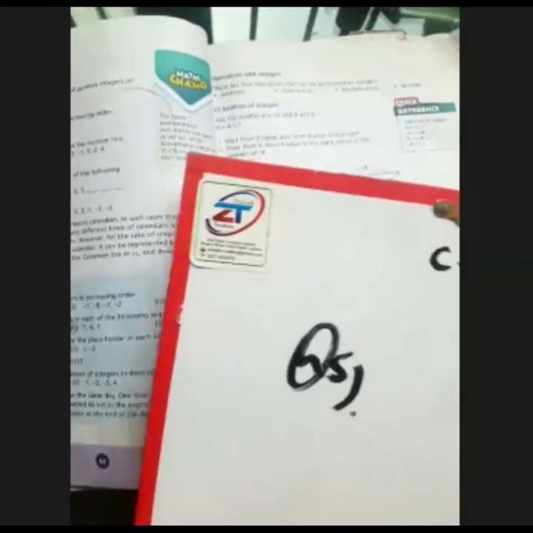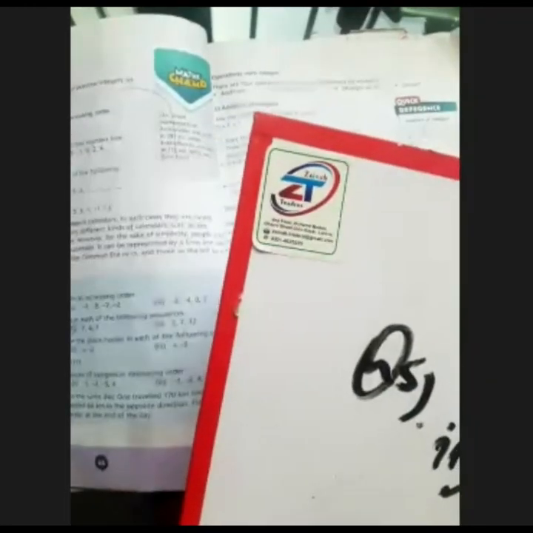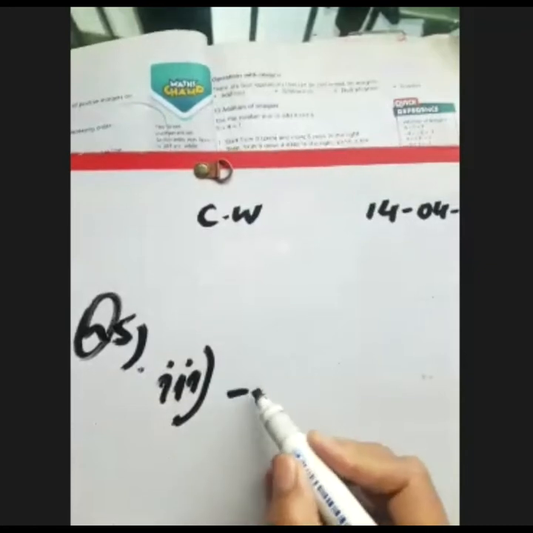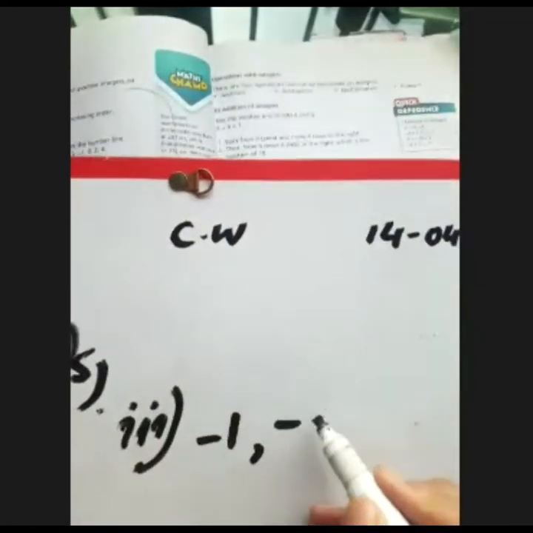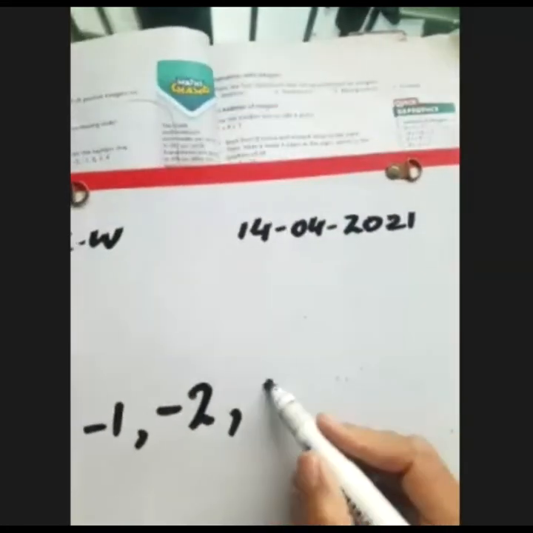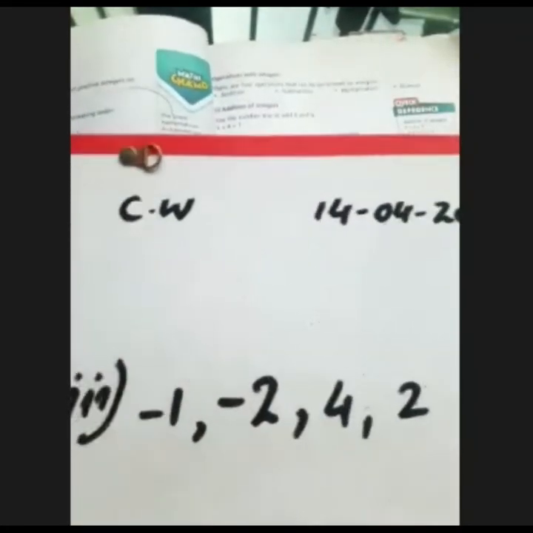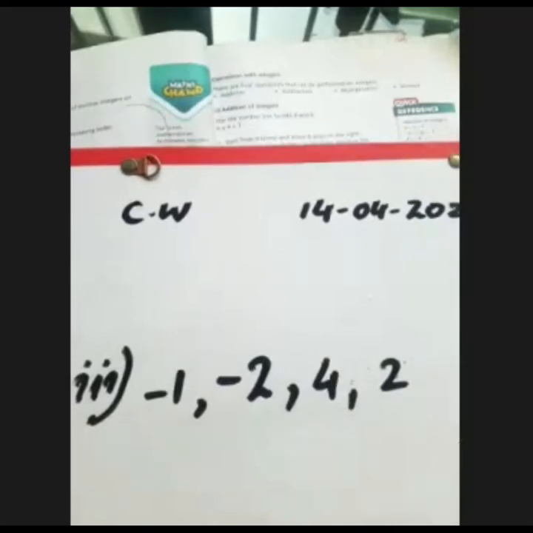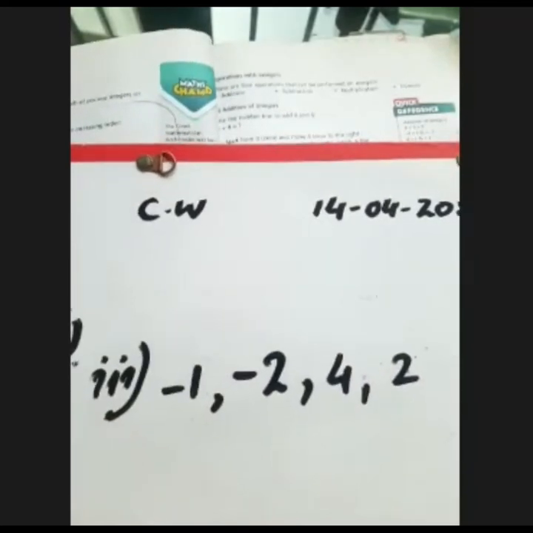Question number 5, part 3. Okay, part 3 is minus 1, minus 2. You have to give again the decreasing order, 4 and 2. These are the 4 integers. You have to mention the decreasing order of these integers.